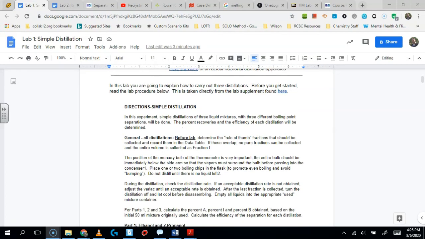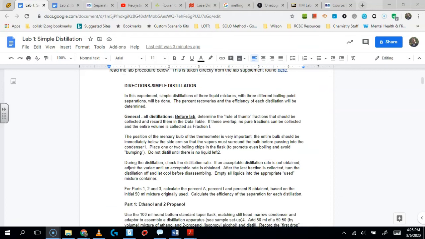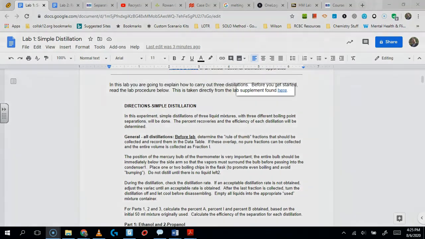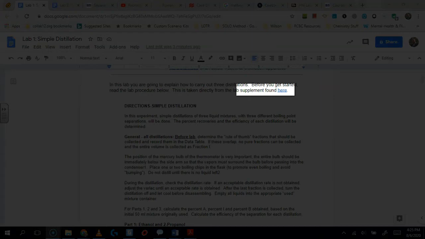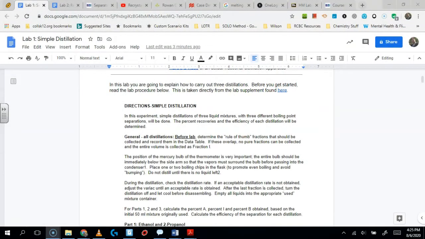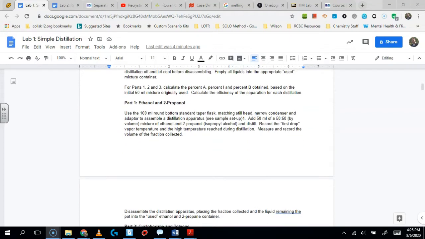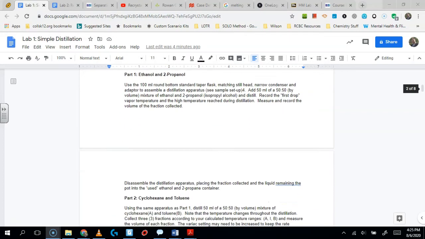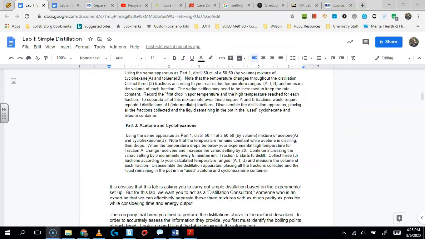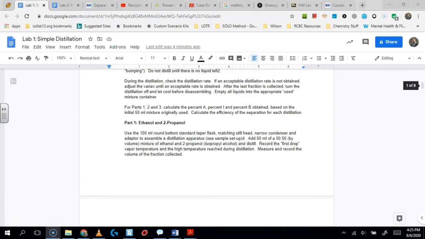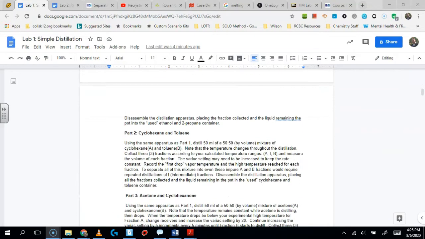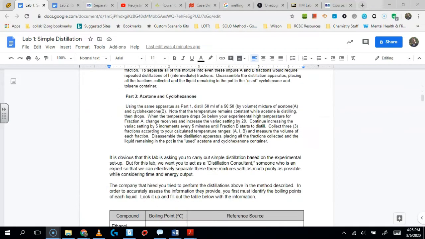Okay, so I went into Professor Sherlock's website and I got the directions for simple distillation. If you want to read that, that's found here. It's also in Blackboard. So you go down and you read through this and you find out what is going on. And there are 3 parts: the ethanol and propanol, cyclohexane and toluene, and acetone and cyclohexanone.